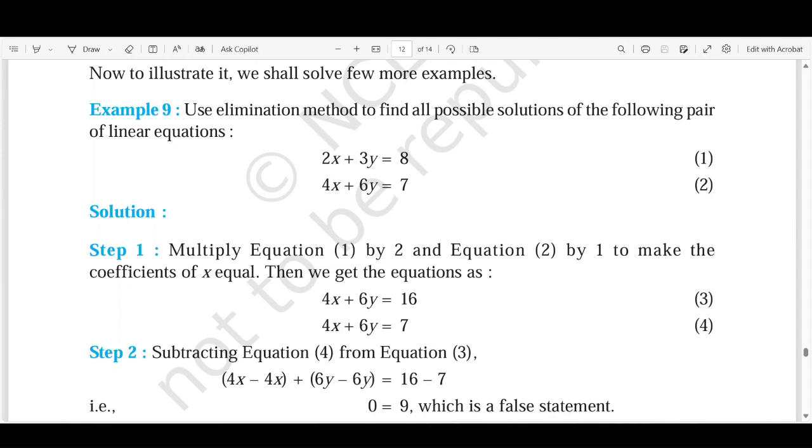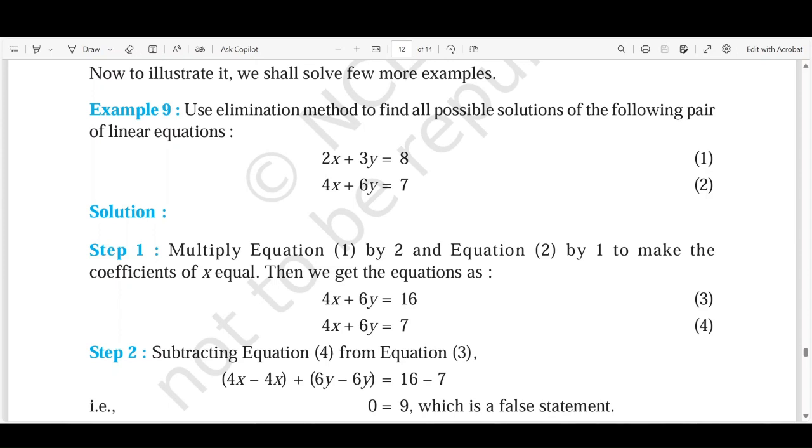In this question they have mentioned to find all possible solutions. So why have they mentioned the term all possible solutions? Sometimes we may be resulted with infinitely many solutions. So we don't know whether we will be resulted with a unique solution or infinitely many.